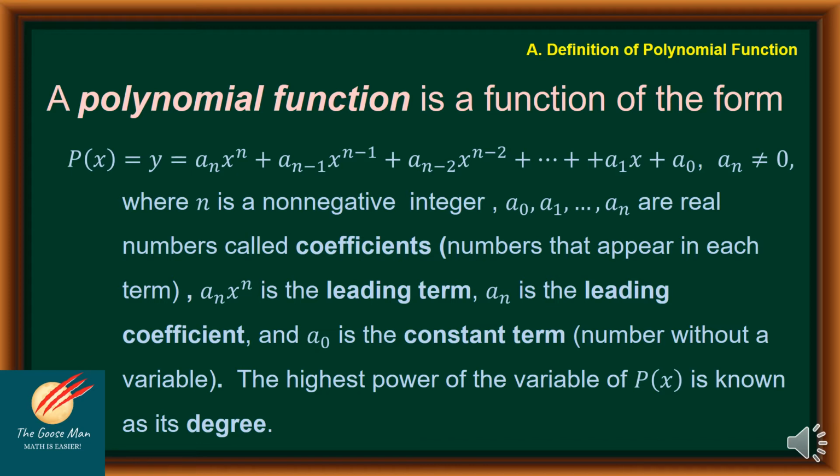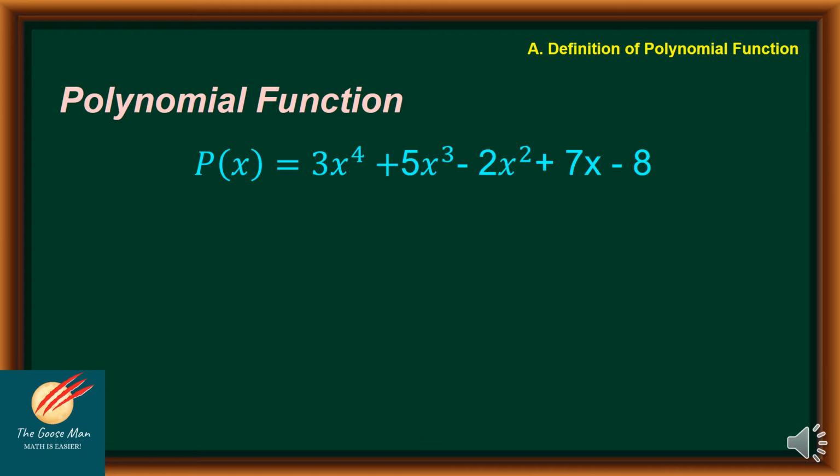While a sub n, x raised to n, is the leading term, a sub n is the leading coefficient, and a sub 0 is the constant term or the number without the variable. The highest power of the variable of p of x is known as its degree. To illustrate the definition of polynomial function, let's have this example.